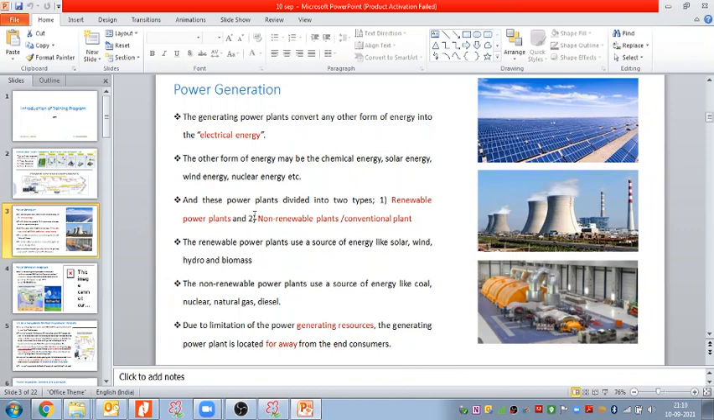The renewable power plants use a source of energy like solar, wind, hydro, and biomass. And the non-renewable or conventional power plant uses a source of energy like coal, nuclear, natural gas, or diesel. And due to the limitations of the power generating resources, the generating power plant is located far away from the end consumer. So we cannot do this generation close to the consumers.